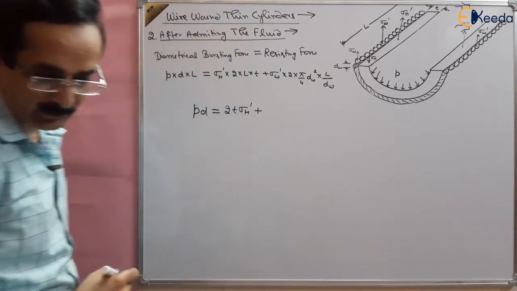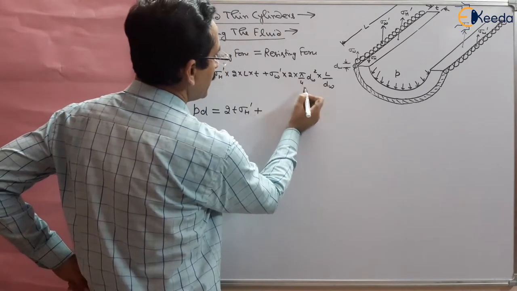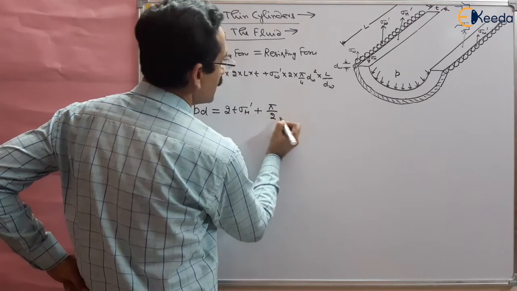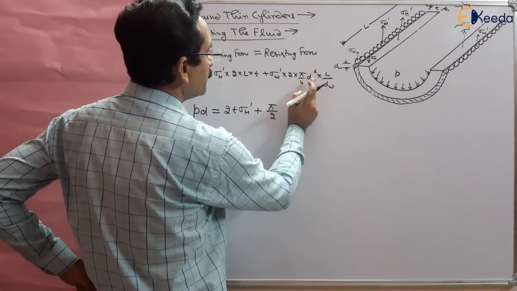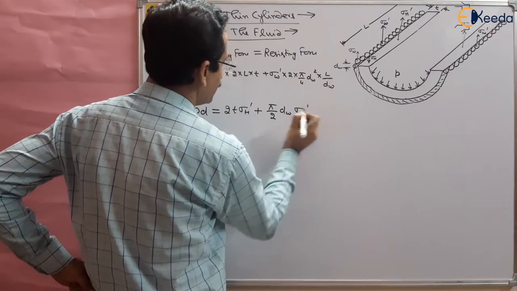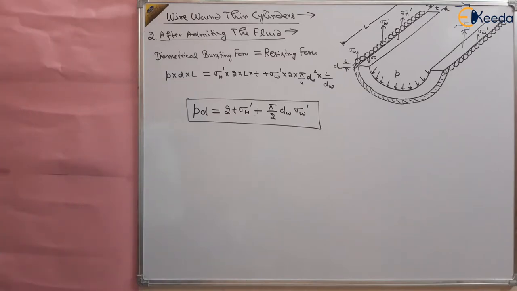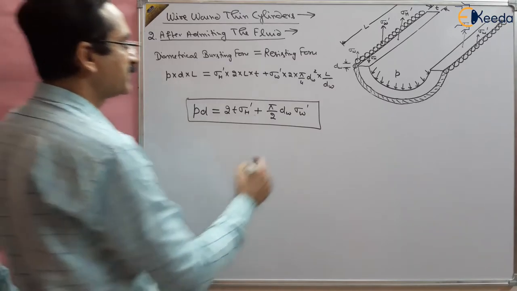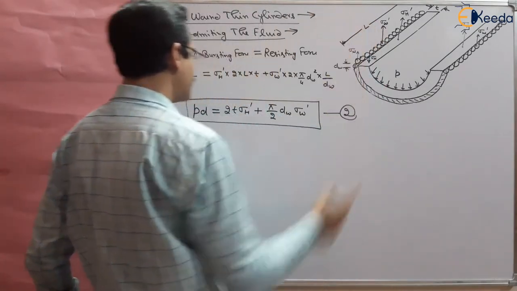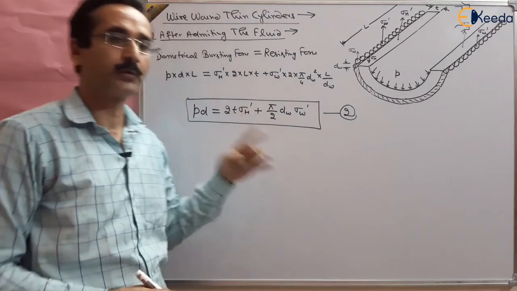So you will get pi by 2 dw sigma w dash, right? So let me confirm, this is pi by 2 dw sigma w dash, right? So this is equation number 2. The first equation was the previous one, this is the second equation, and wherever it is required, we will use this equation in our numerical problems, right?